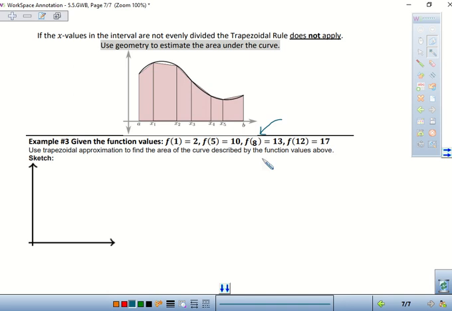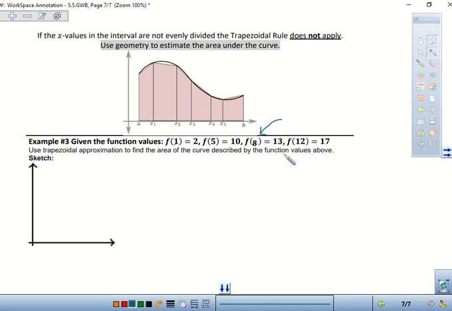So it says, if the x values of the interval are not evenly divided, trapezoidal rule does not apply. Use geometry instead to estimate the area under the curve. So what you're going to notice in this picture is, do you see how these trapezoids aren't of equal width or height? They're all different. That is going to change the ability for us to use the formula, of course, so we're not going to be able to use it, so we're going to just have to calculate each one individually and add them all up. So we're going to do a sketch of this one.